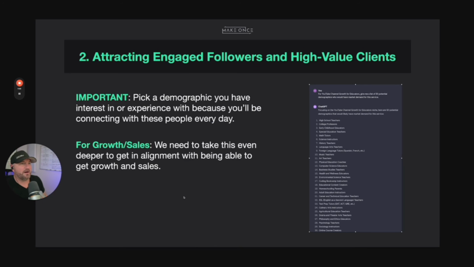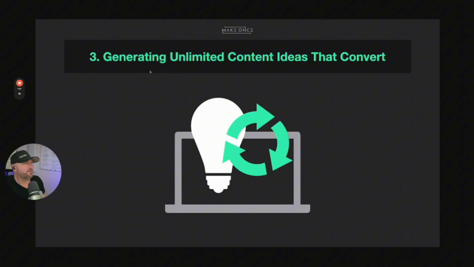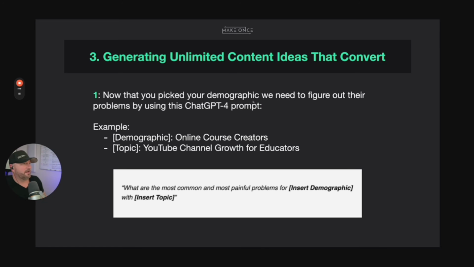So now what we want to do is we're going to take this to an even deeper level to get alignment so we can actually create growth and sales from it. So let's do that. Generating unlimited content ideas that are actually going to convert. So now that we've picked our demographic, online course creators, we need to figure out the problems that they want to solve by using this prompt. So here's an example. My demographic was online course creators. The topic that I chose was YouTube channel growth for educators.